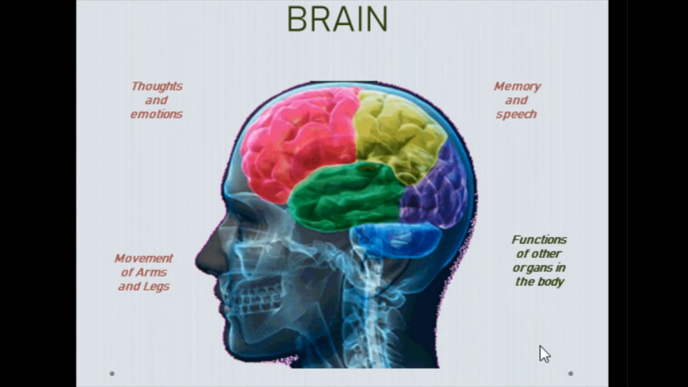And the last one. Our brain functions let other organs function in the body. Because we have the brain, most of our body organs function very well.